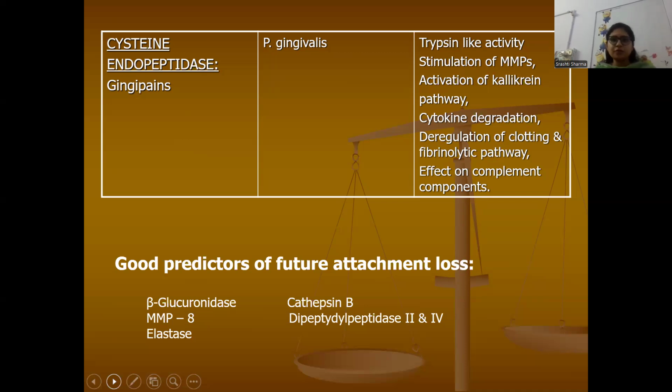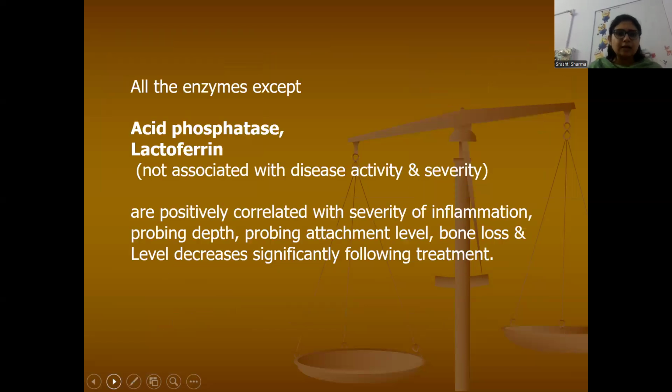So good predictors of future attachment loss are beta glucuronidase, MMP8, elastase, cathepsin D, and dipeptidyl peptidase 2 and 4. Please remember this. This is very important. So now all the enzymes except acid phosphatase and lactoferrin, which are not associated with disease activity and severity, are positively correlated with severity of inflammation, probing depth, probing attachment level, and bone loss, and their levels decrease significantly following treatment.